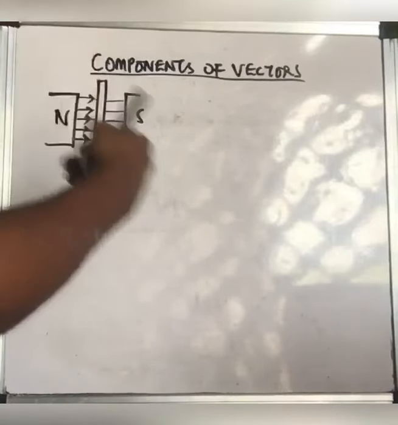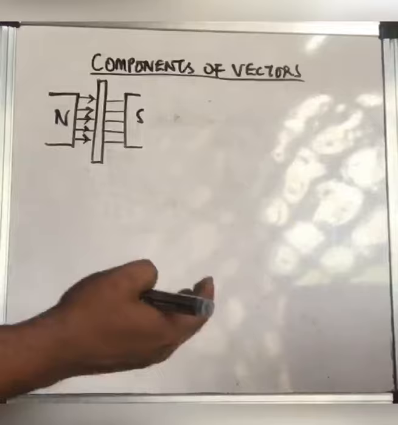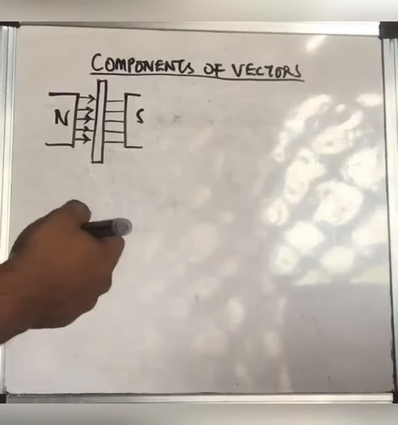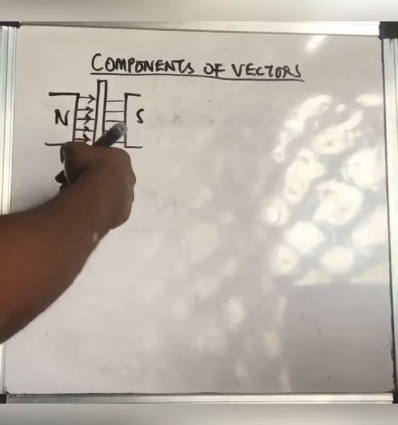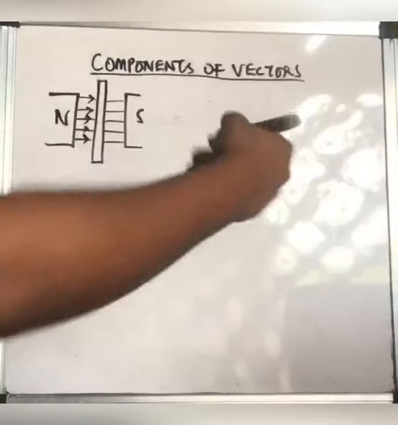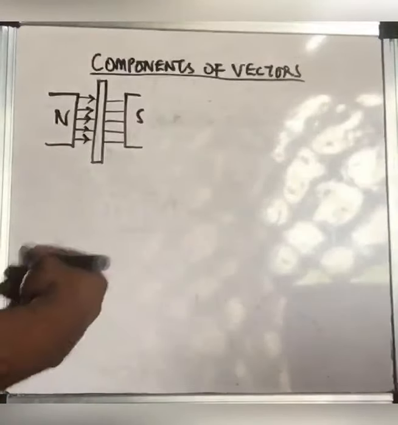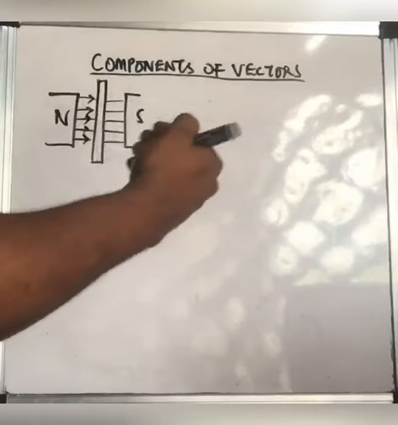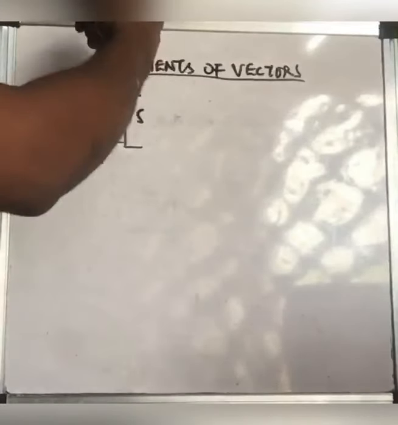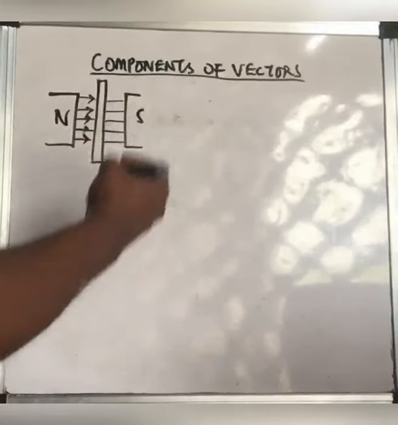So the idea is that the conductor is supposed to cut across magnetic field lines to create a change, which will be measured by the rate at which it happens, which will be proportional to the voltage across the ends of the conductor.